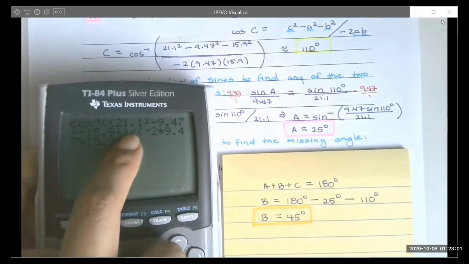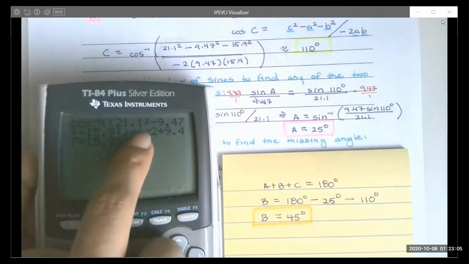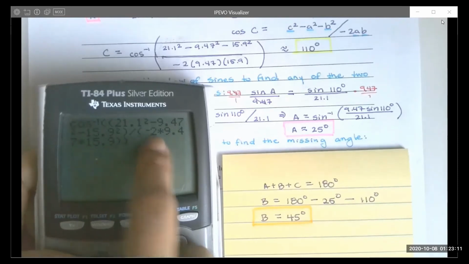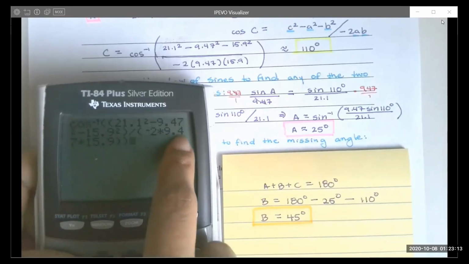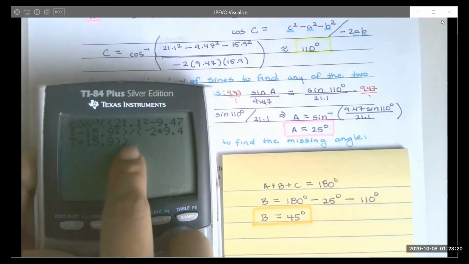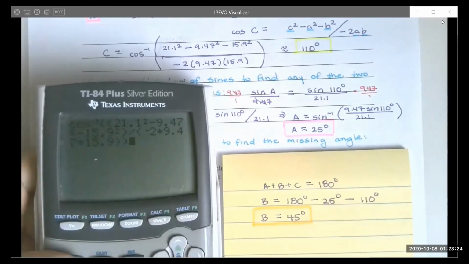At that point, you want to close the numerator and then have divided by, and then again, I have an open parenthesis for the denominator, the -2 times 9.47 times 15.9. I'm closing the denominator, and then finally I close the cosine inverse. Oh, perfect. Thank you. It was the denominator that was messing me up. Oh, okay. Yeah.